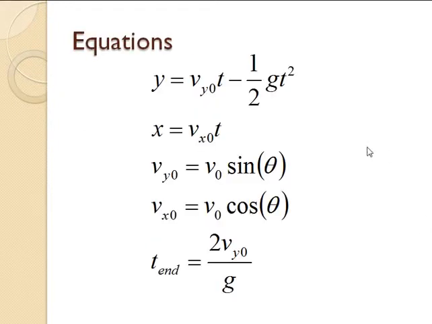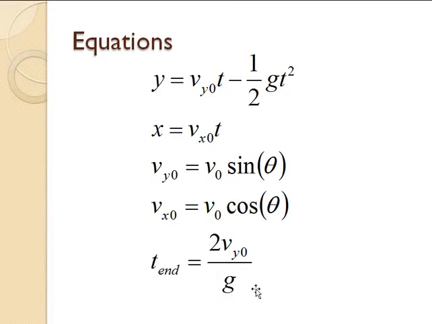So here are the equations. The first equation is for y. That's the height of the ball at any time, and it depends on the initial vertical component of the velocity and the gravitational acceleration. X is the horizontal position of the ball at any time, and it just depends on the initial horizontal component of the velocity. The initial y component is the initial velocity v naught times sine of the angle at which you threw it. The initial x component is the initial velocity times the cosine of the angle at which you threw it.